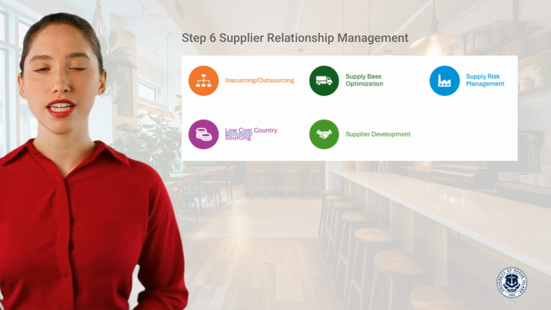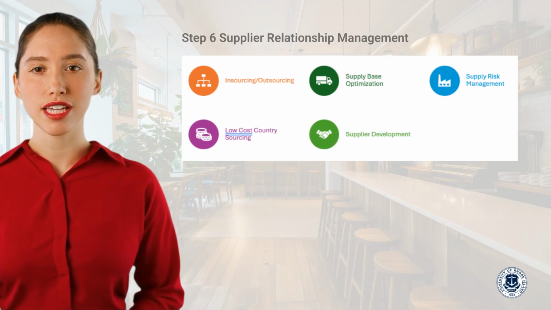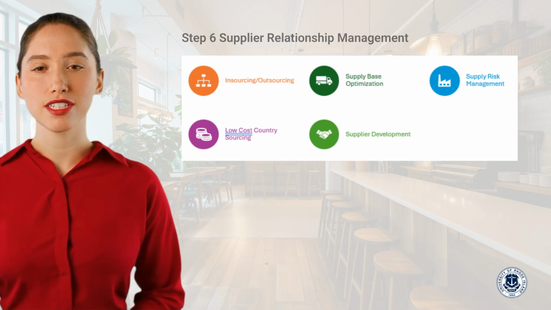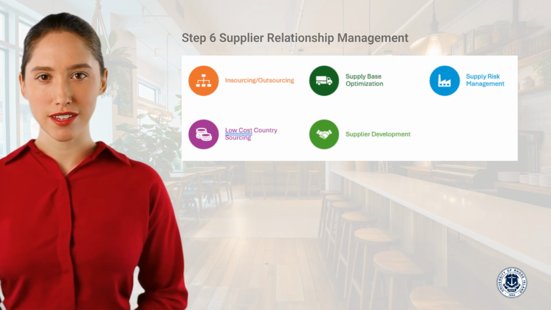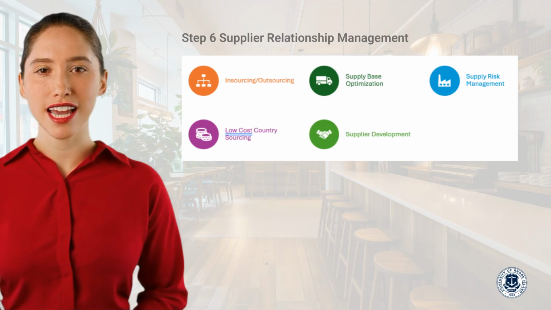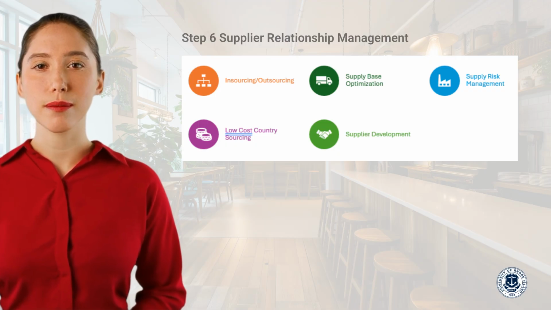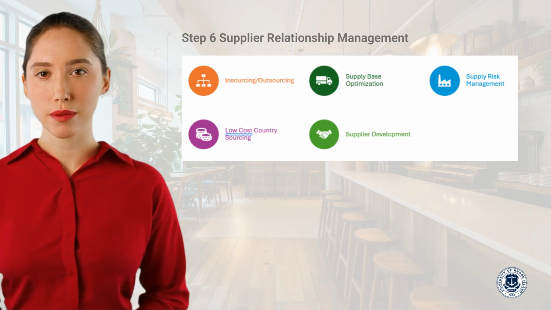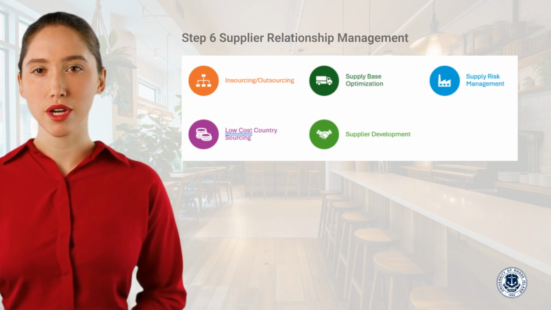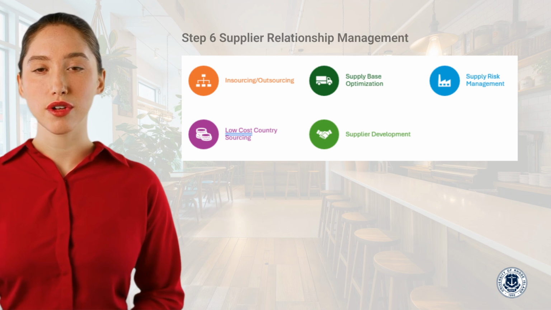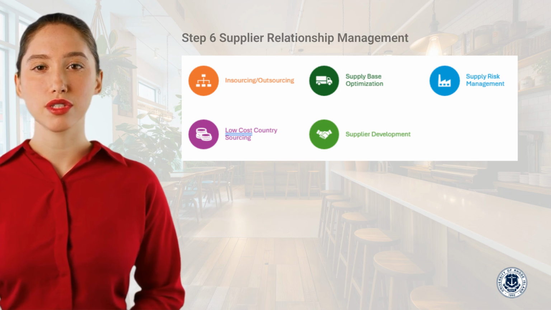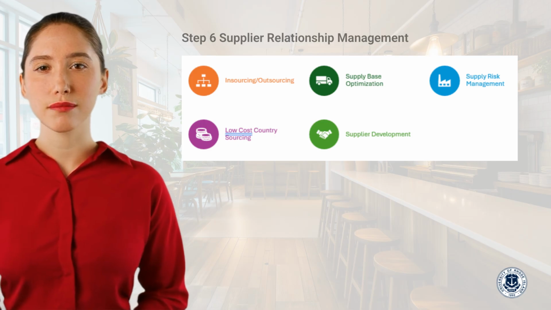Supply-based optimization is the process of determining the appropriate number and mix of suppliers needed to effectively support the organization. Often described as right-sizing, it typically involves reducing the supply base to focus on fewer, more capable suppliers. This decision requires in-depth analysis of both current requirements and future demand to ensure supplier capacity, risk, and performance remain aligned with strategic objectives.